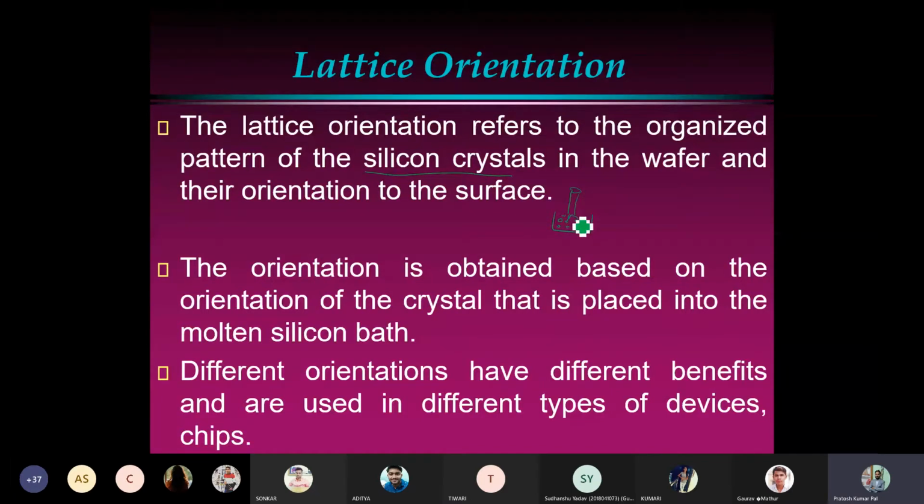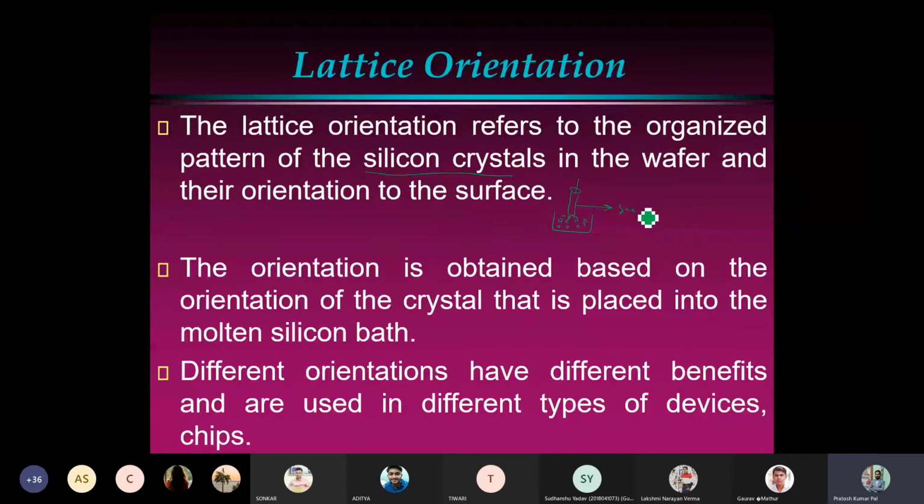So the orientation of the silicon atoms on the wafer is basically because of the type of seed crystal that we are using. Because of what type of seed we are using, there will be different orientations. So based on our requirement, we will decide what type of orientation we need.